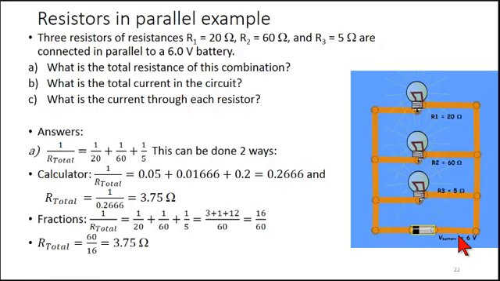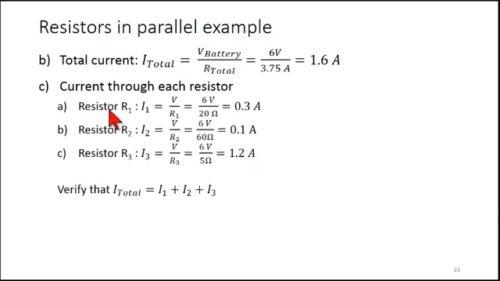So when we get to computing the current, we just take the voltage 6 volts, and then we divide it by each of the resistances. So 6 over 20 should be 0.3 amps. 6 over 60 should be 0.1 amp, and 6 over 5 should be 1.2 amps. And when you add them up, you'll see that 0.3 plus 0.1 plus 1.2 gives us the same thing as the total current, which is 1.6 amps. So everything is good here, and we've answered all the questions.